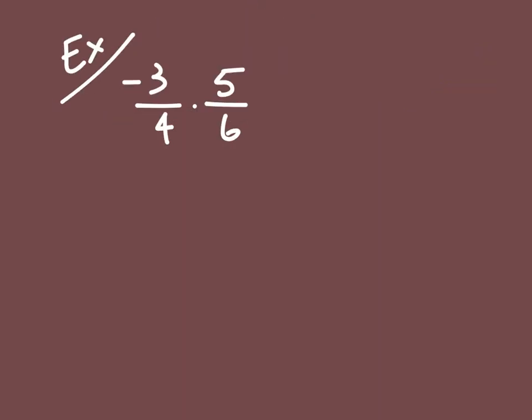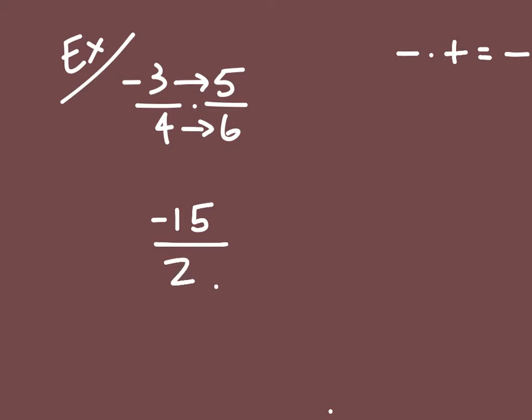On this next example, we're going to do -3/4 times 5/6. Now, because I have a negative times a positive, our answer is going to remain a negative. And if you want to simply multiply across, you can do that. -3 times 5 is -15. If you take 4 times 6, that's going to give you 24.